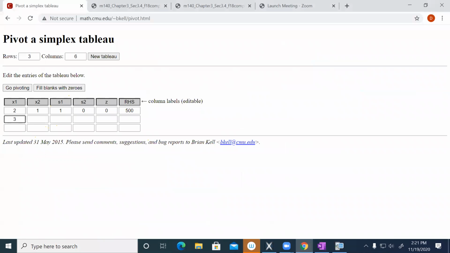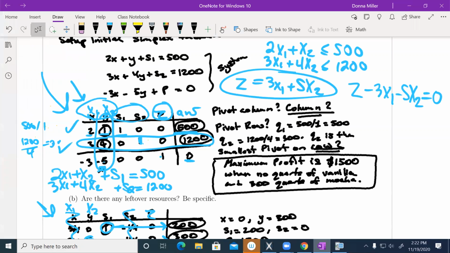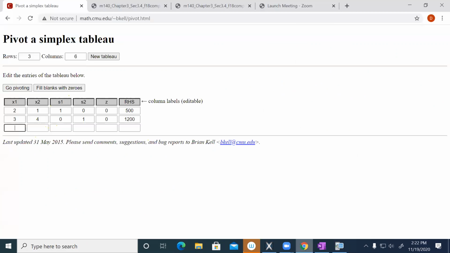So it's 3, 4, 0, 1, 0, 1200. And then the third row: -3, -5, 0, 0, 1, 0. So -3, -5, 0, 0, 1, 0.